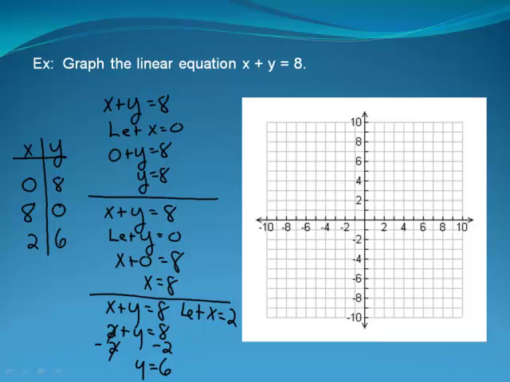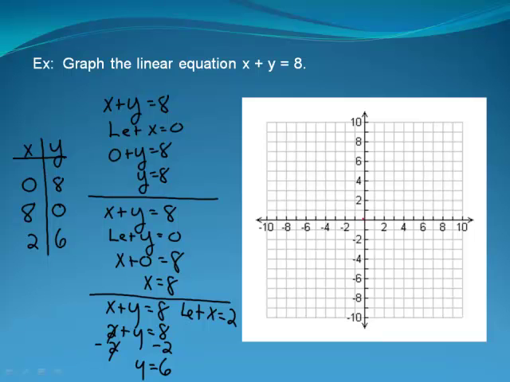Now I'm going to graph those points, and they should all lie in a straight line. If they don't, that means I made a mistake. So I'm going to come over to my graph. Remember, when graphing points, you start at 0, 0, you move your x values first and then move your y values from there. So starting at 0, 0, I'm going to move 0 left or right and 8 up.